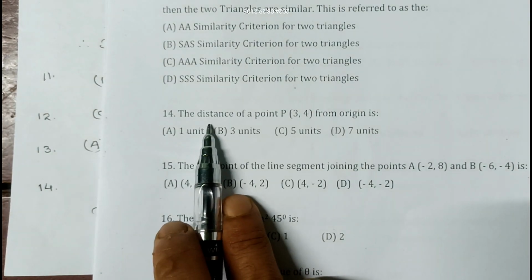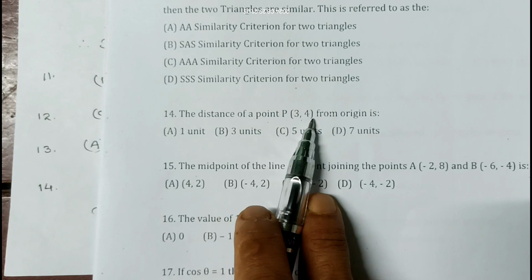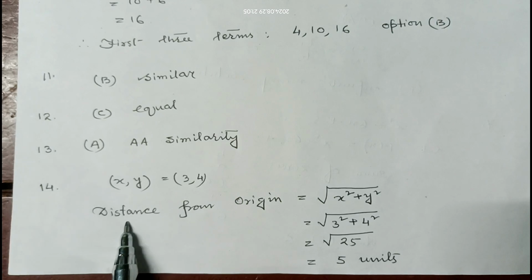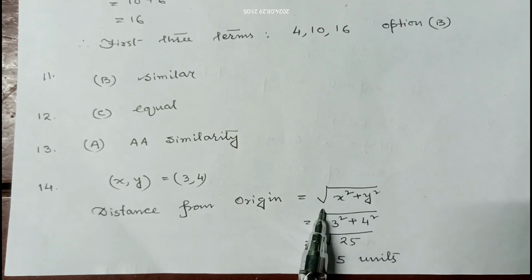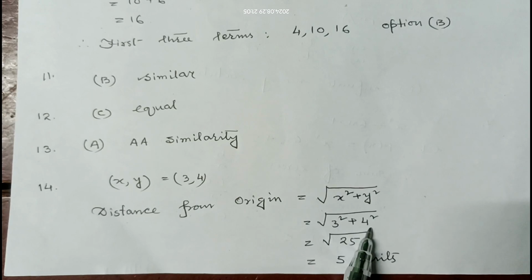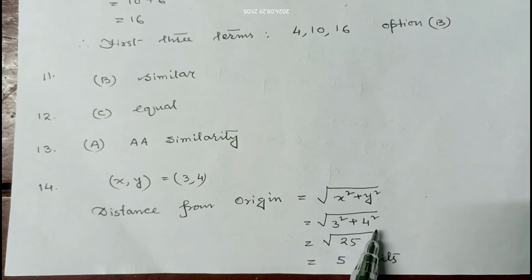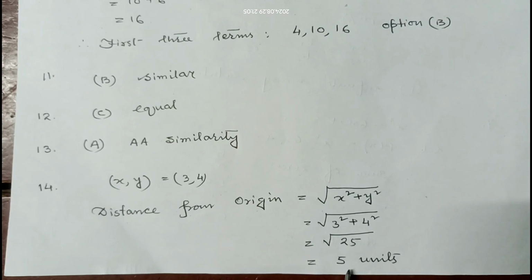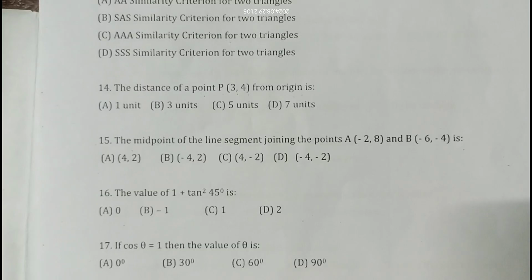Question number 14. The distance of a point P(3, 4) from origin is, now here x, y is 3, 4, and we know distance from origin formula is root over x square plus y square. So root over 3 square plus 4 square. 3 square is 9, 4 square is 16. 16 plus 9 will give 25. Root over 25 is 5. So distance of the point (3, 4) from origin is 5 units.